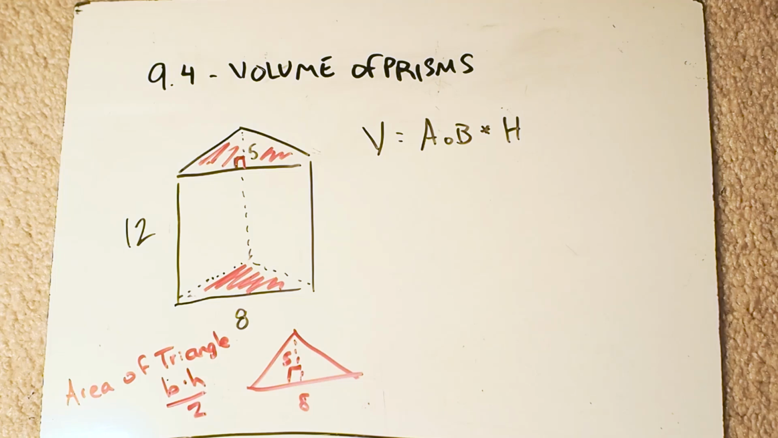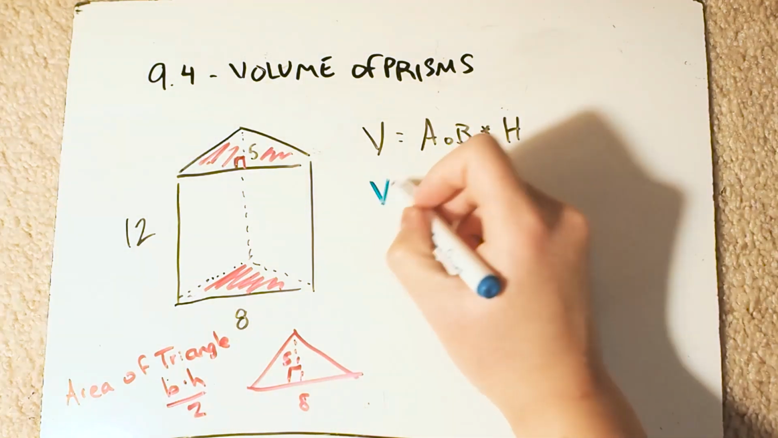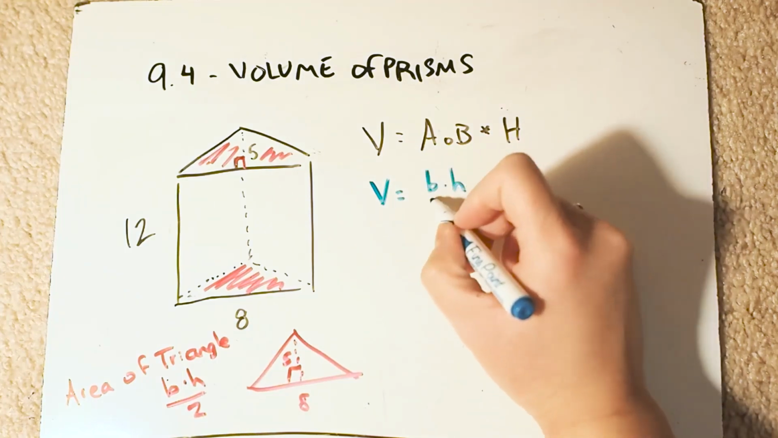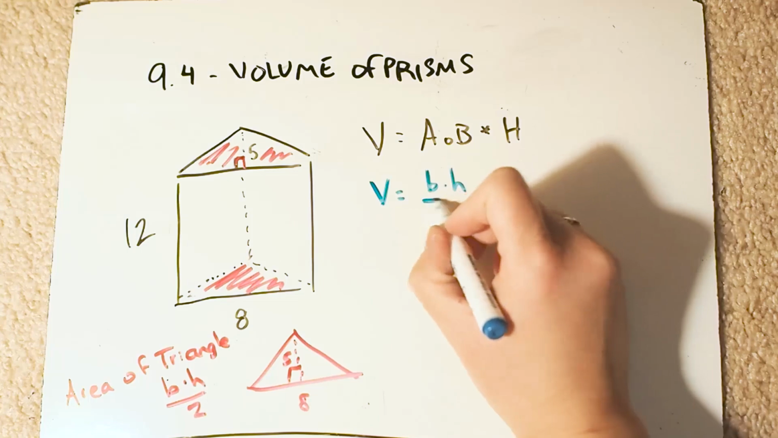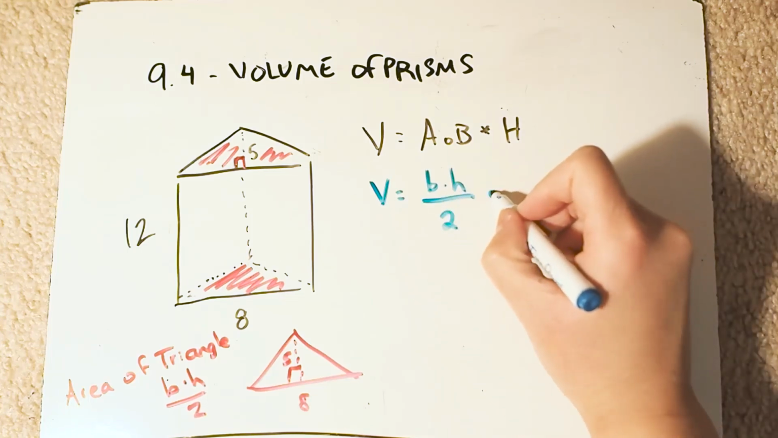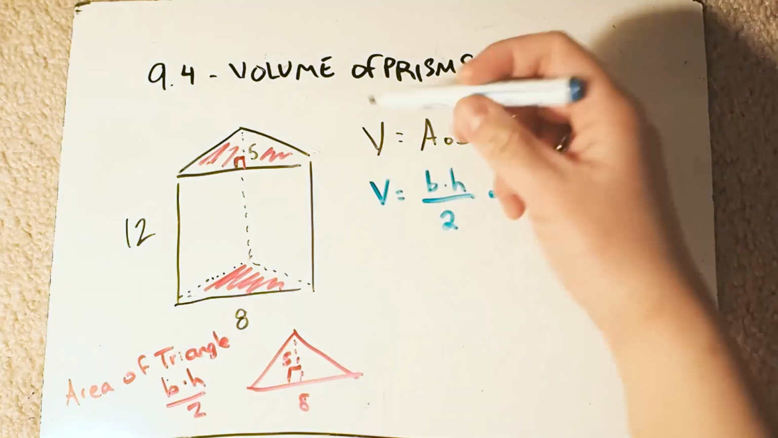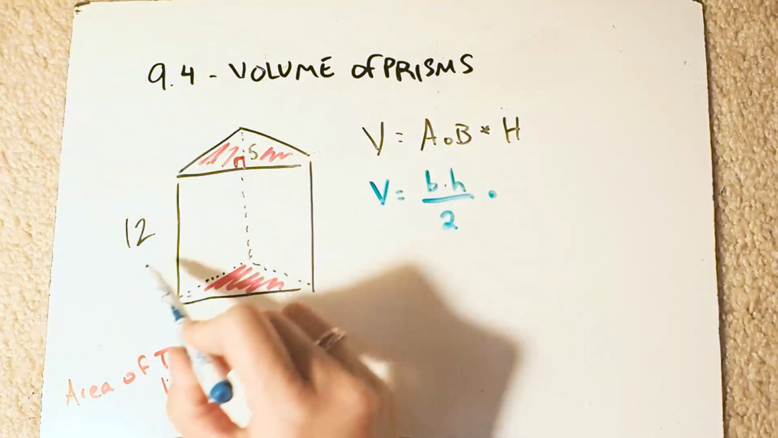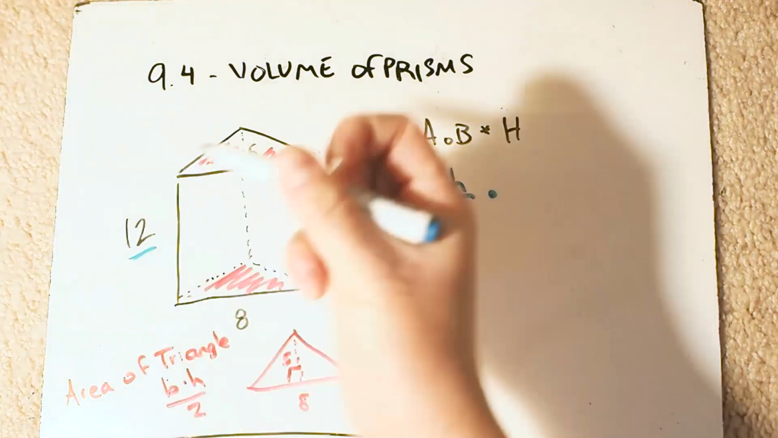So when we start filling in our volume formula, we have to remember to plug that in. So the volume is the base times the height of the base, so little h, divided by 2, all times big H, so the distance between the sandwich faces again, from here down to here, which we know is 12.